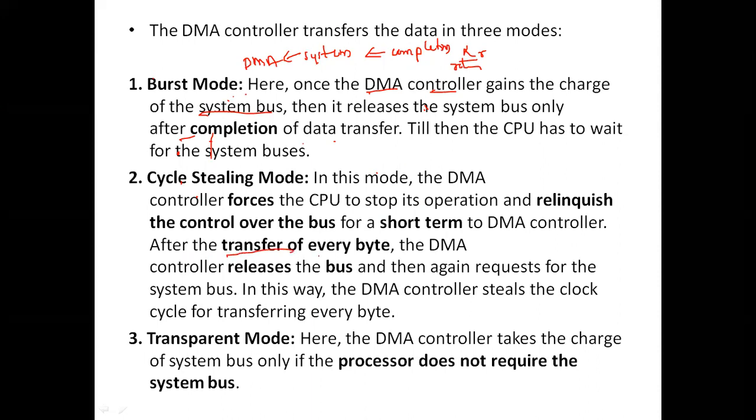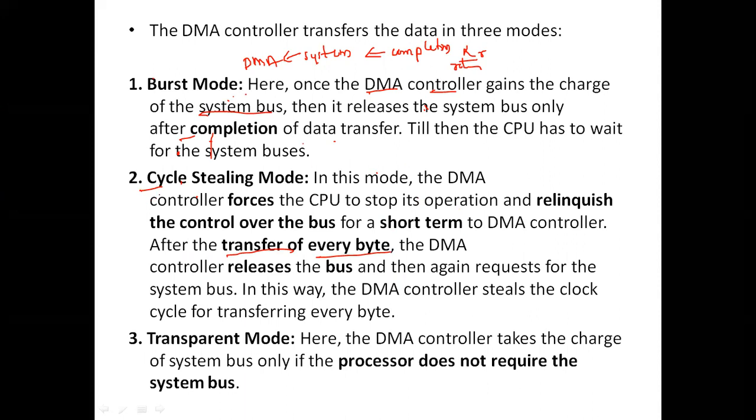After the transfer of every byte, the DMA is going to release the buses to the CPU, and again it is going to gain the access from the CPU. So for each and every byte, it is going to release and it is going to take the access. So the DMA steals the clock cycle for transferring every byte. That's the reason why we call it cycle stealing.